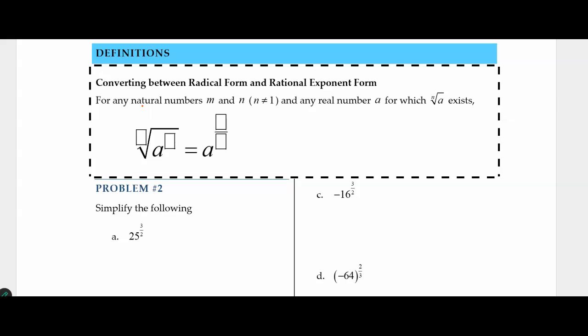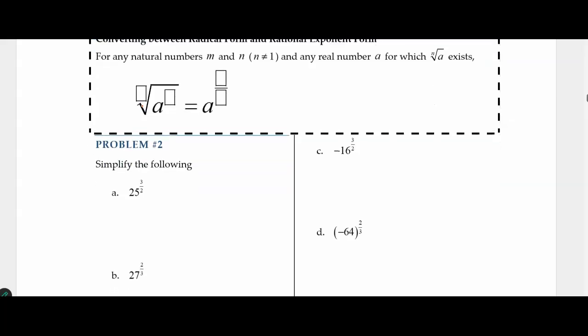So on the last question that we did, all of the numerators were 1. But can you see on these, we're now going to have numerators that are not 1. And so we've got to figure out, what do I do with those? If we have something in radical form, so I've got the nth root of a to the m power, then we can change that to a fractional exponent to be a to the m over n power.